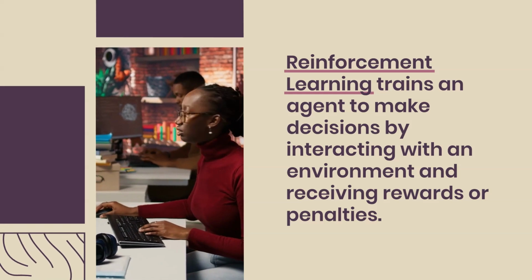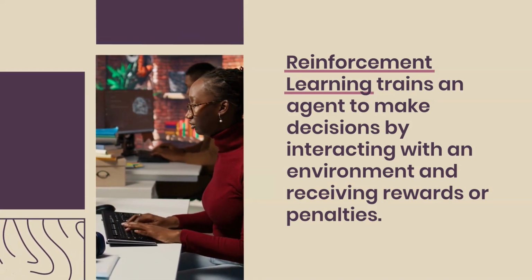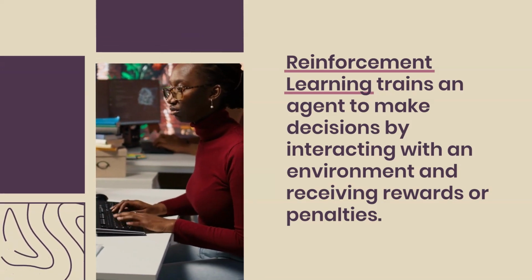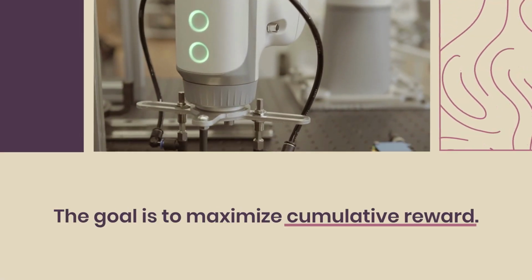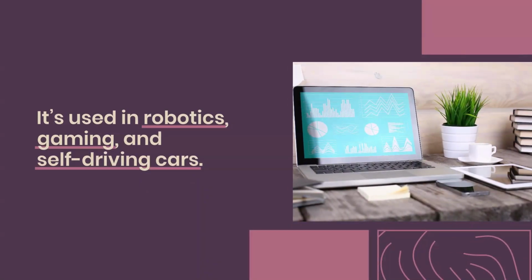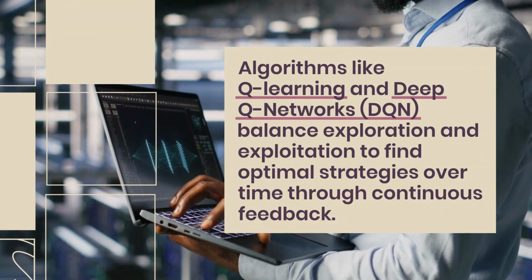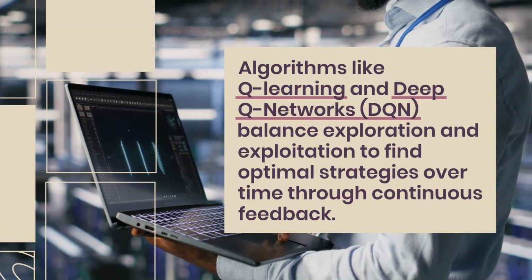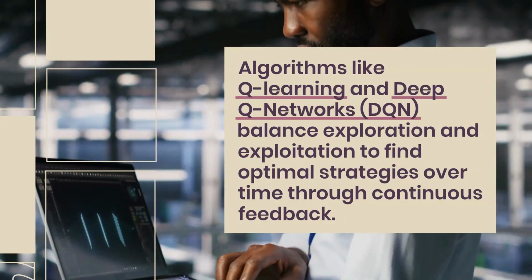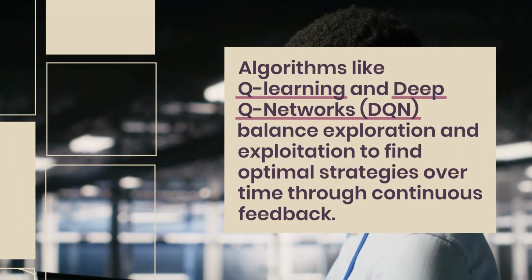23. What is reinforcement learning? Reinforcement learning trains an agent to make decisions by interacting with an environment and receiving rewards or penalties. The goal is to maximize cumulative reward. It's used in robotics, gaming, and self-driving cars. Algorithms like Q-learning and deep Q networks, DQN, balance exploration and exploitation to find optimal strategies over time through continuous feedback.